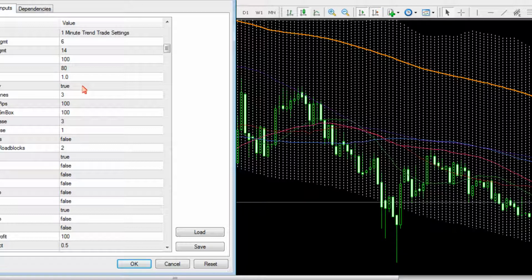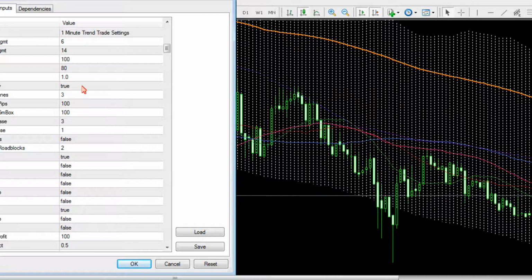Okay, now the setups: 3 clear lanes, 10 pips, clear pips, etc. So all these settings here are as per the standard defaults. Right, dynamic targets have been switched off because we're going for a fixed 8 pip stop or 8 pip take profit. So I don't need any dynamic targets.